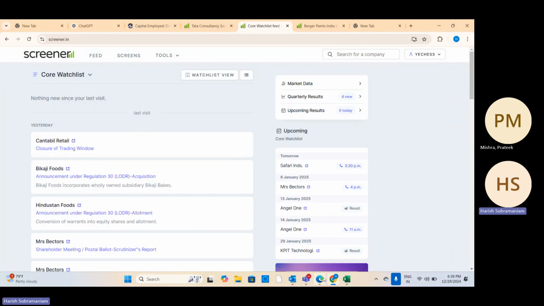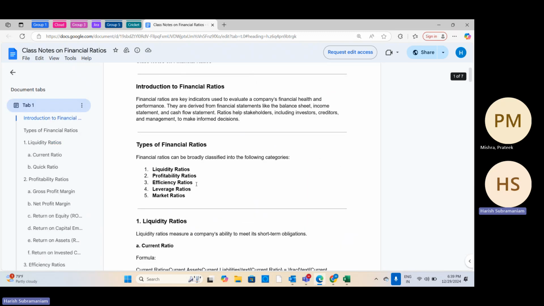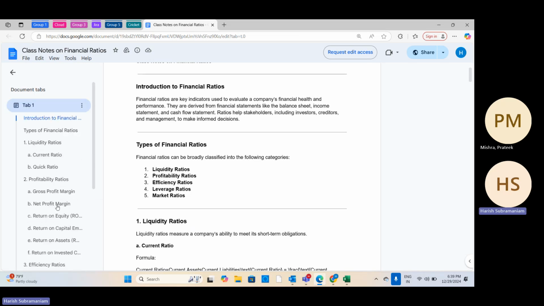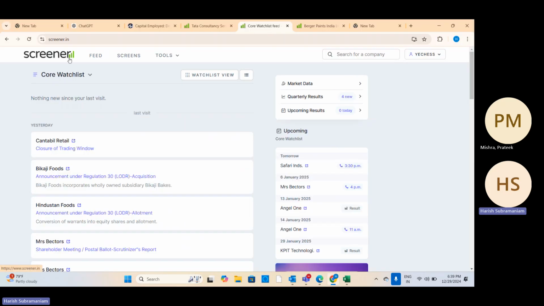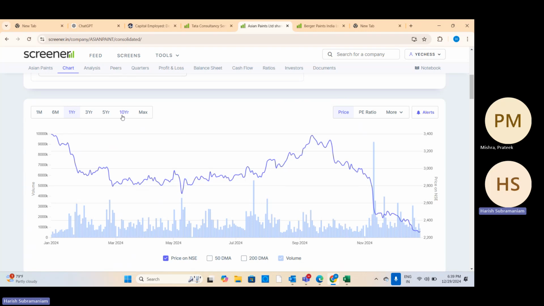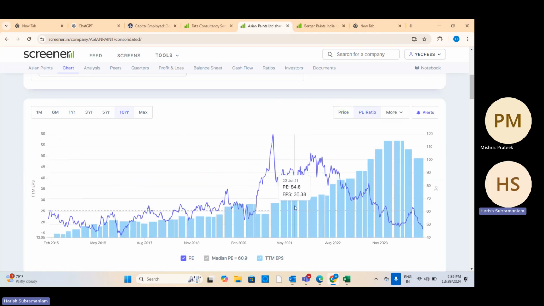So now we'll go to the next set of ratios. I don't think we have valuations here, right? Okay, so we'll not come to these. Efficiency, leverage, market ratio, liquidity, leverage, and then market ratios. So next thing that we'll go to is the market ratios. These are the main things that we look at. The first ratio that we have to look at for any company is the price to earnings ratio, right? Let's look at a 10-year chart and let's look at the PE ratio.